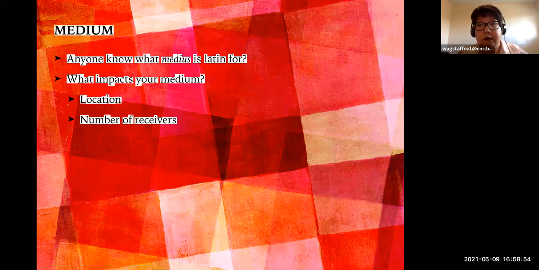Number of receivers. So, how many people are getting this message? Is it just one person? Or is it 100 or 1,000 or 1,000,000? There could be an endless amount of people that could be receiving your message depending on what it is and what it's for. So, urgency.